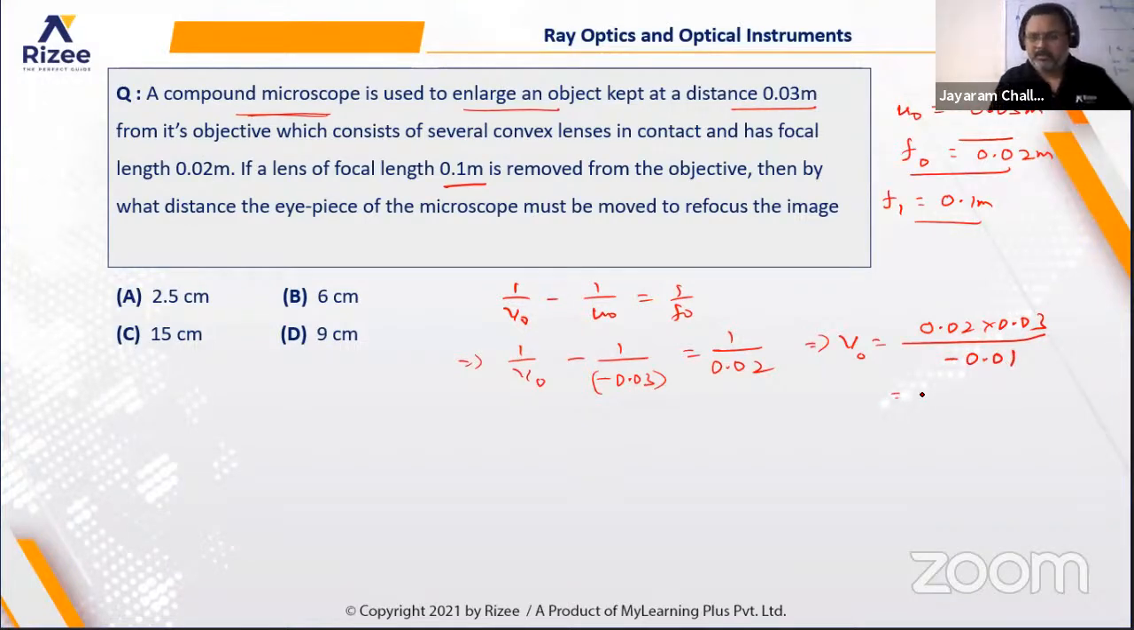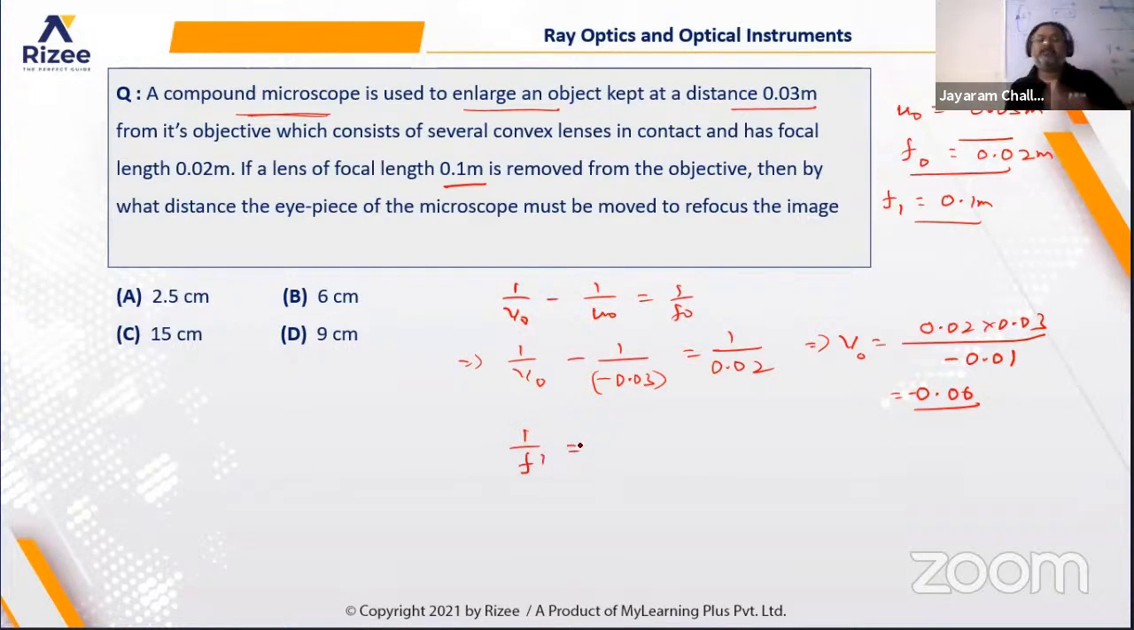So obviously you will be getting it as 0.06 with a negative sign, that is, the image is also falling on the same side. From this case now, if I want to now have the final value of removing the focus.